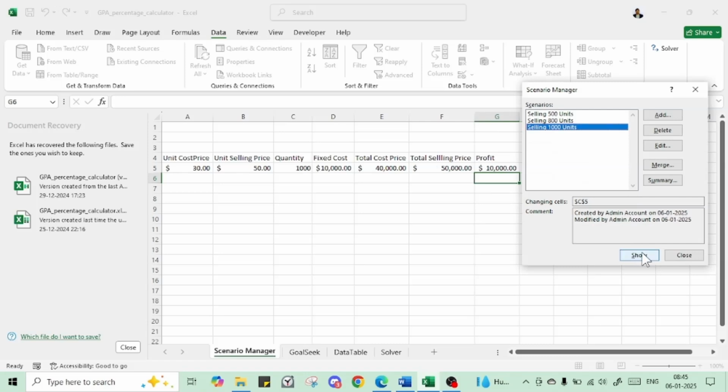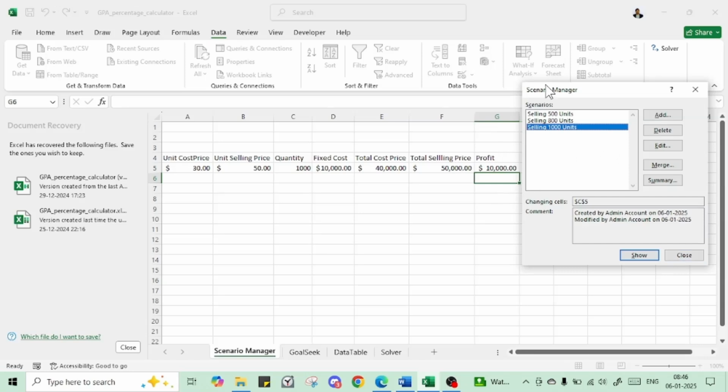Selling 1000 units, we are getting a profit of $10,000. So this is how we are entering different scenarios, and we can find the change. This is how scenario manager works.